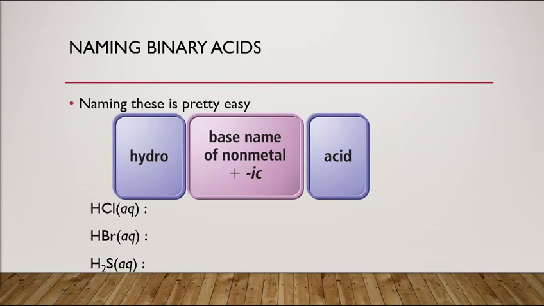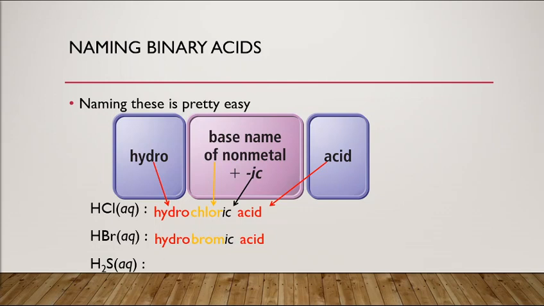And so for these, you would just write it out as hydro plus the base name. Instead of ending in "ide," you are going to drop the ending and add an "ic." And then just to be on the safe side, make sure everybody knows what you're talking about, throw the term acid there. And so for HCl, I'm going to use the term hydro, chlorine, drop the "ine," add an "ic," and then throw the term acid. Same thing with HBr. I'm going to name it as hydrobromic acid, drop the "ine," add an "ic," then acid.